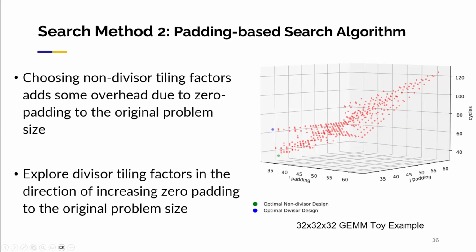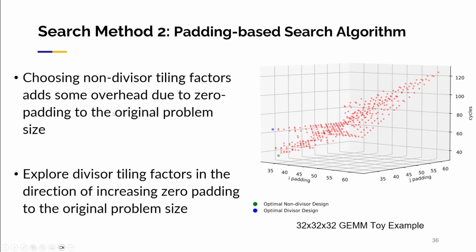So in this diagram, we show the best performance we find for each padded problem size. If we start with the 32 by 32 problem size at this point, when we pad one dimension with zeros, we see that the overhead eventually will increase. The more padding we add will be more than the gain we get, but also some padding can lead to better tiling factors that can be better than the original problem size.